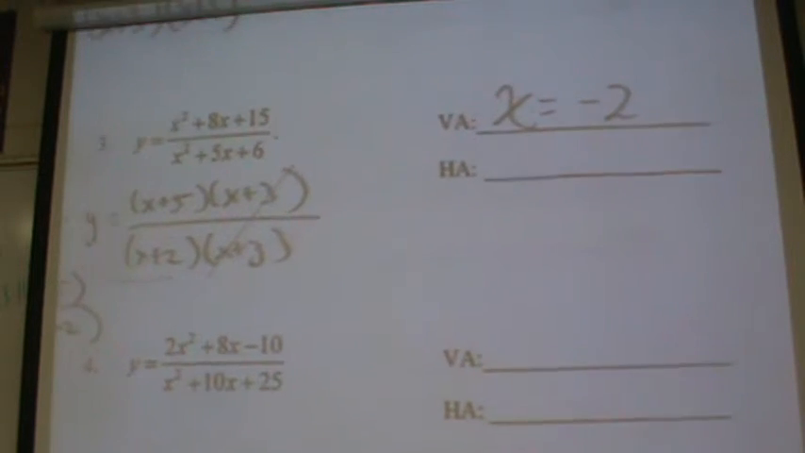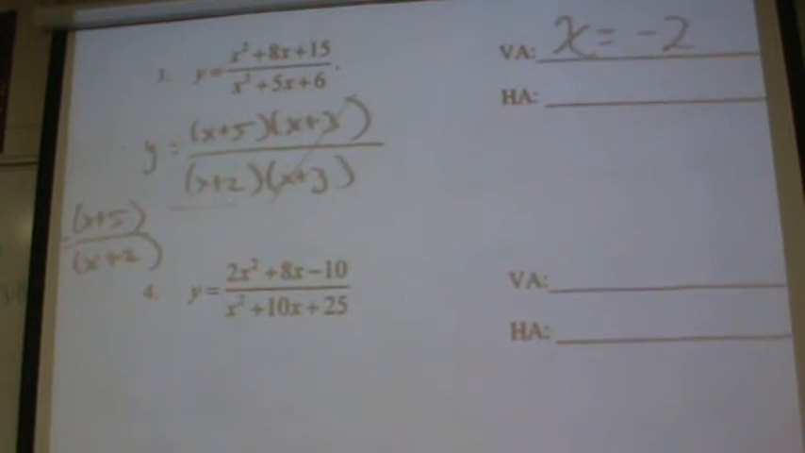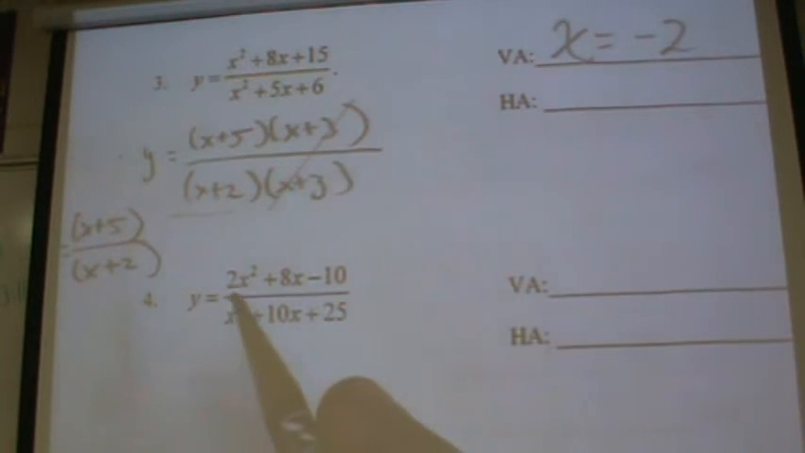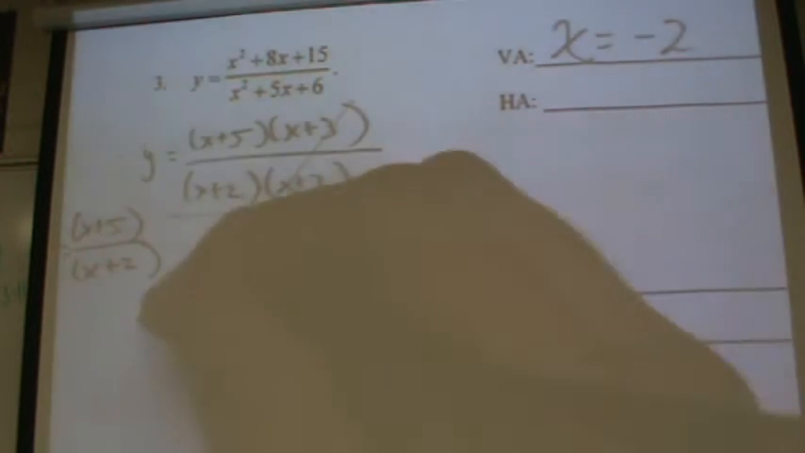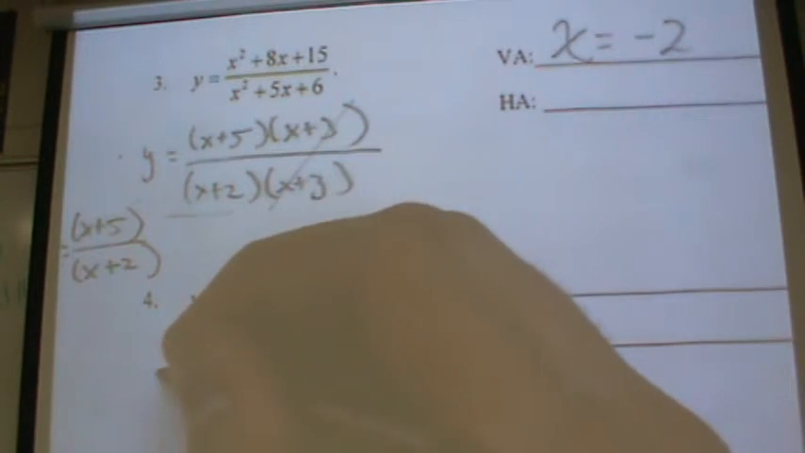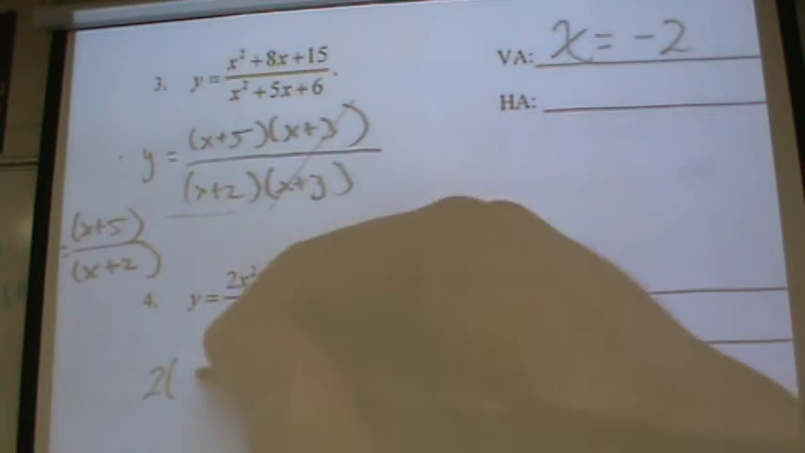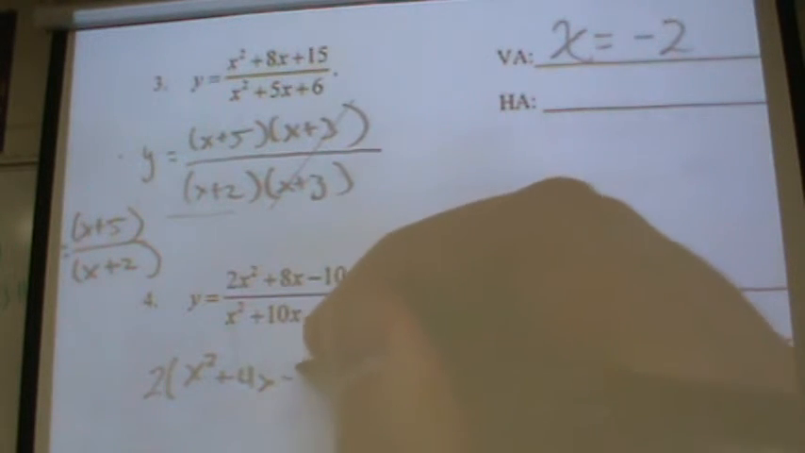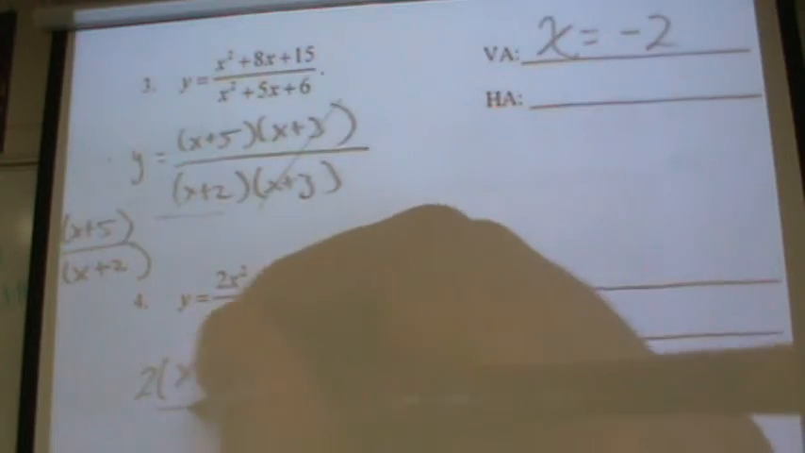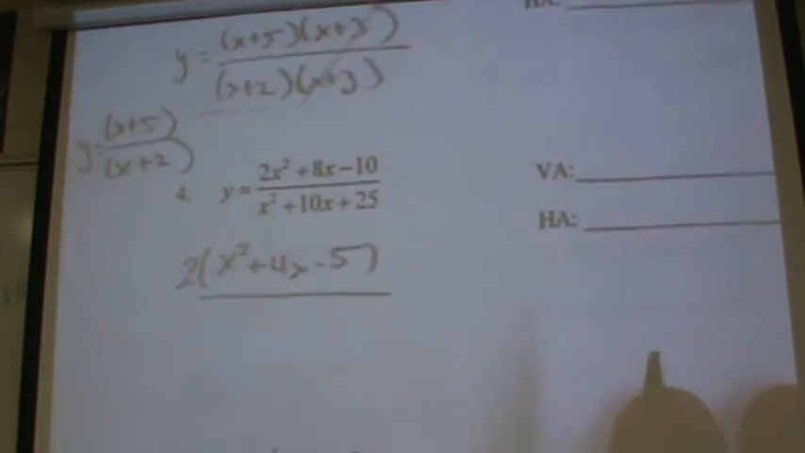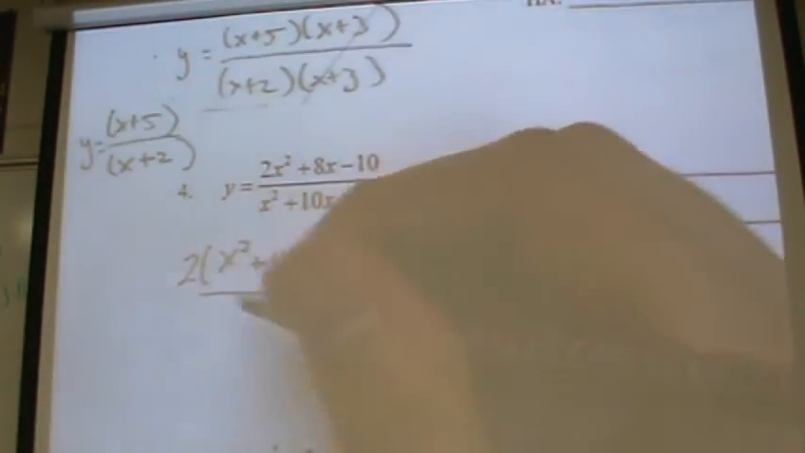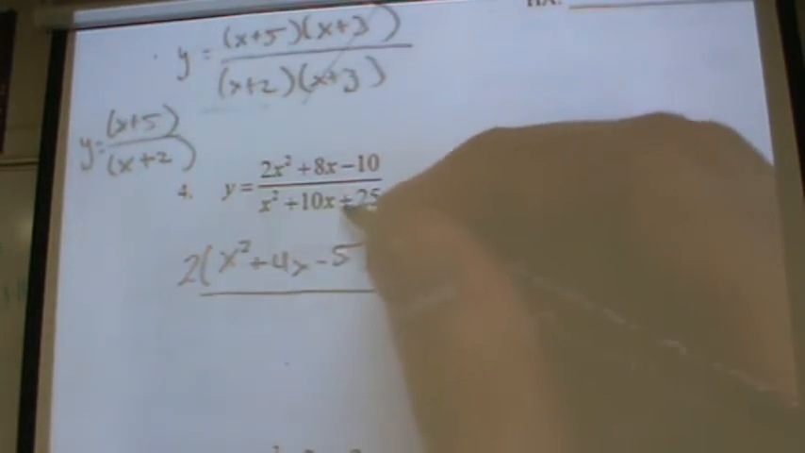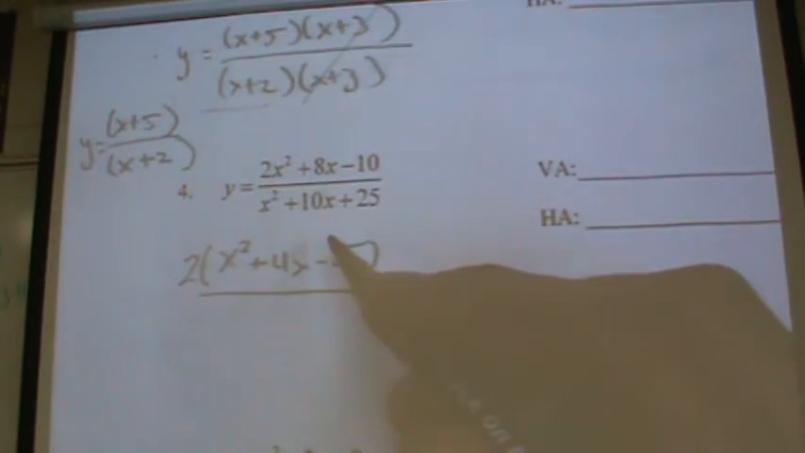Okay. So this one is different because you now have a coefficient with that x, but it's something that you can GCF. So if you were to take a 2 out of there, what would you get? x squared plus 4x minus 5. And then if you were to factor the bottom, x plus 5, x plus 5.